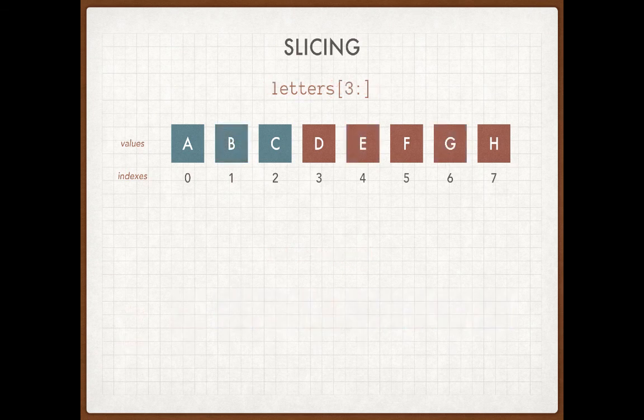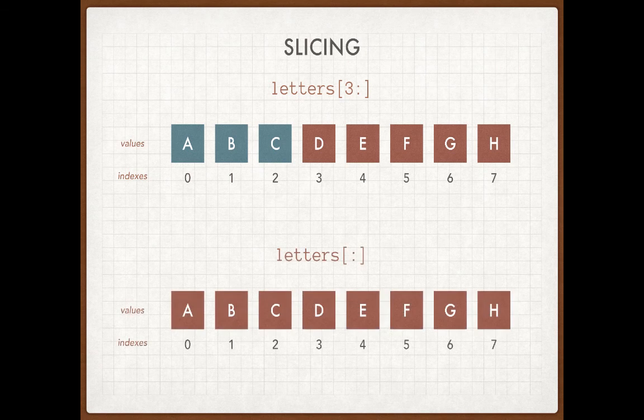Here's one where I have a start of 3, and I'm missing a stop, so therefore my stop goes all the way to the end of the list, and I have no step, so therefore my step is 1 by 1 by 1. So I'm taking elements 3 all the way to the end of the list, in this case 3 through 7.